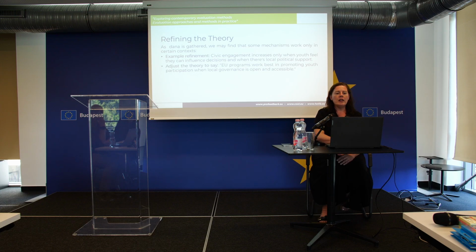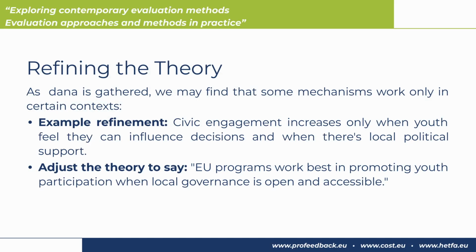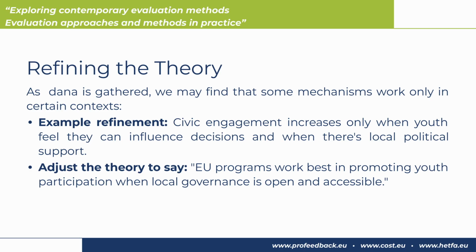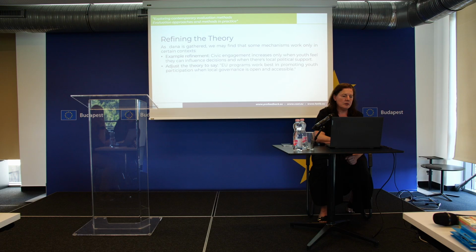Example refinement: civic engagement increases only when youth feel they can influence decisions and when there is local political support. So when youth can influence decisions it means that ownership is created. And this is a precondition also for building trust. On the other hand, if the local political elites do not like that the youth is receiving EU funding for their projects, then there can be a lack of political support because of certain political orientations which are against EU membership, for example. And this can very much influence the success of the implementation of the strategy, the programs and the projects funded through it.